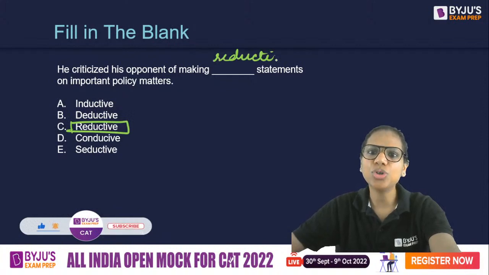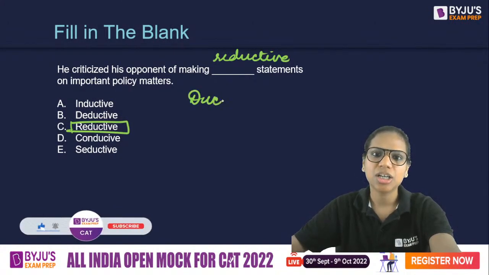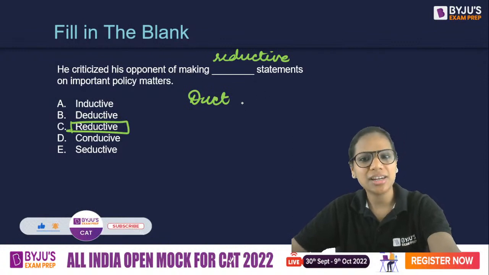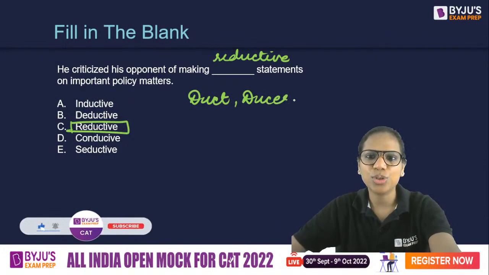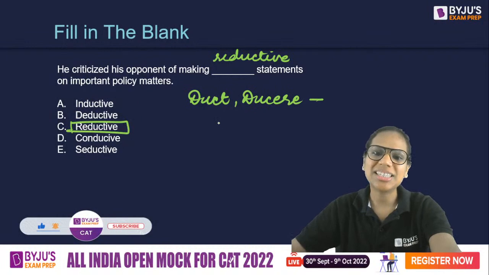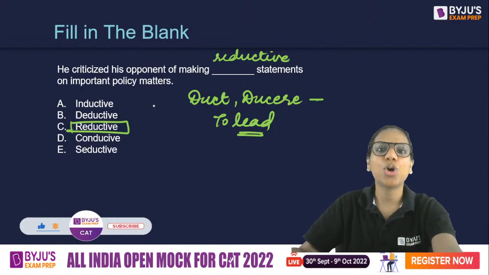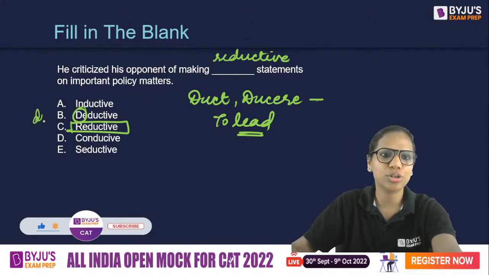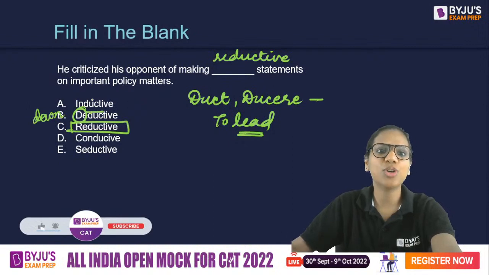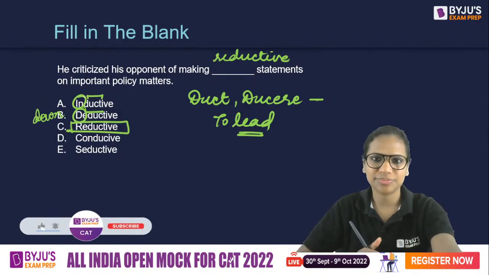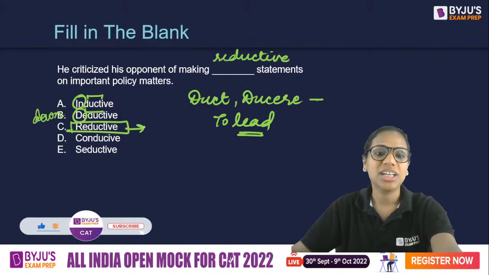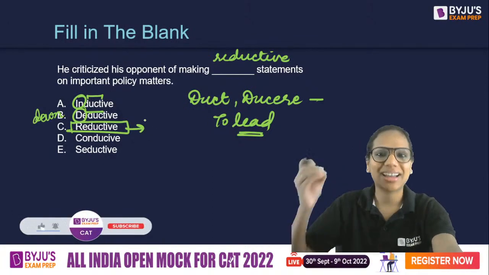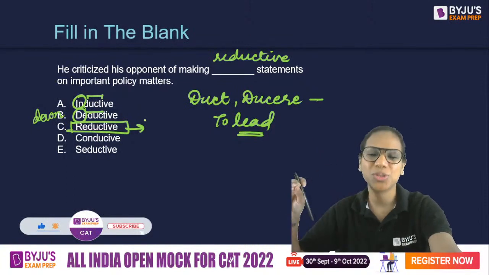Okay. So the root here is duct, or deuce, deucer. Deucer is the full root. You can just remember deuce, which means to lead. So deductive logic leads you down to a narrow conclusion. Inductive logic leads you into an amplified conclusion. Reductive is when you lead back to zero, basically reduce, right?